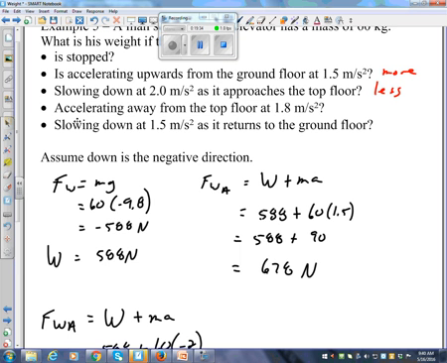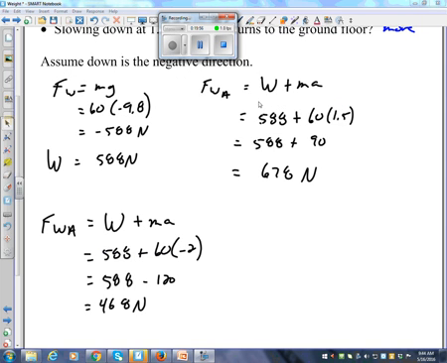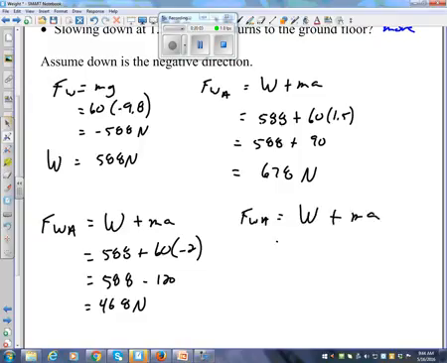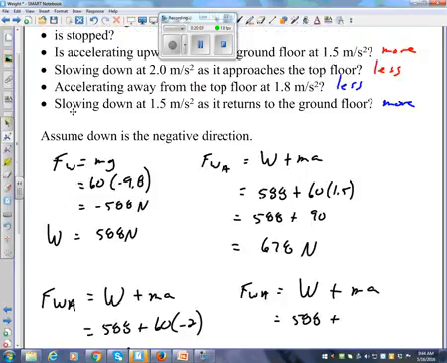The next two: accelerating away from the top floor at minus 1.8 and slowing down. As you accelerate away from the top floor, do you weigh less or more? Less. As you slow down when you get to the bottom, do you weigh less or more? More. Why don't you try those two? Okay, apparent weight force is weight plus mass times acceleration. The guy has a weight of 588. This time we are accelerating away from the top floor at 1.8.